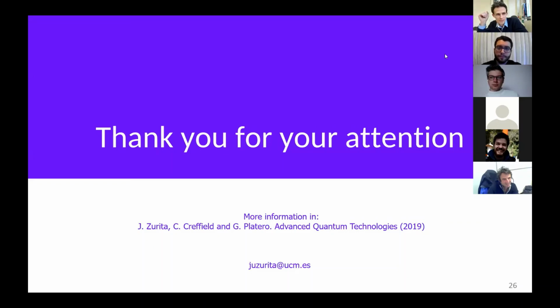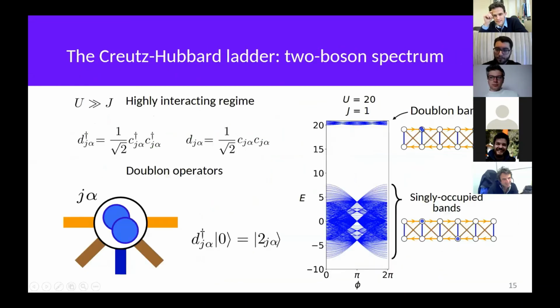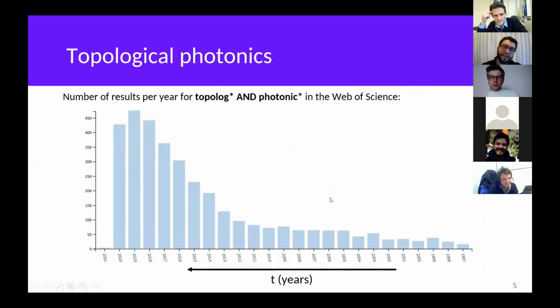On your slide number 5, there was a time running backwards. Well, you didn't show it for a long time, but I had the impression it was in the beginning. Yes. This is because I searched in the Web of Science for all the papers that included the words topology or topological or things like that, and photonic, and the graph was like this. That's the only reason.